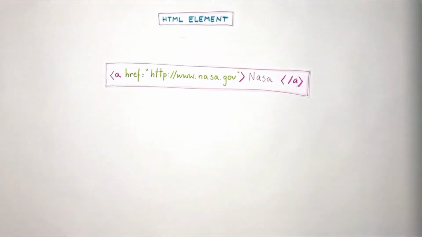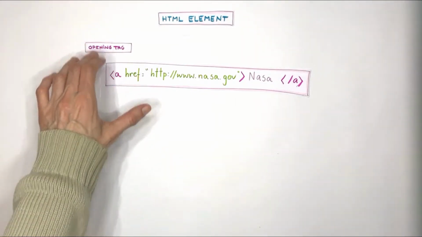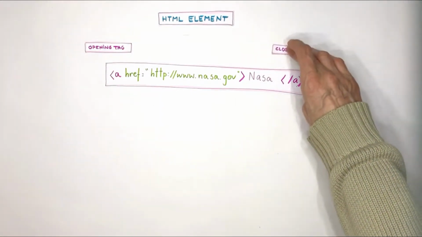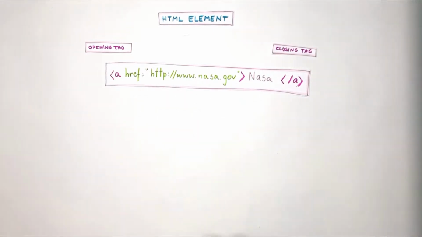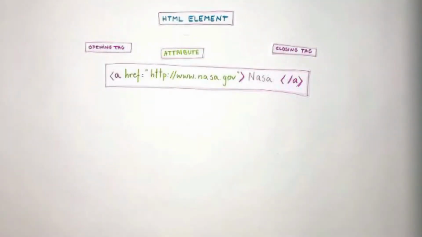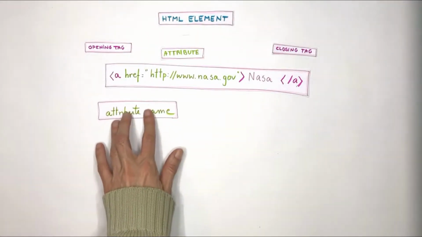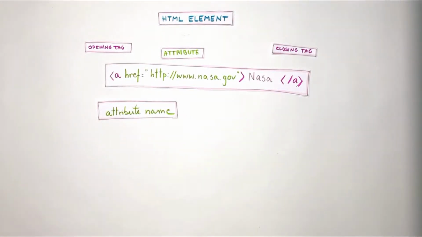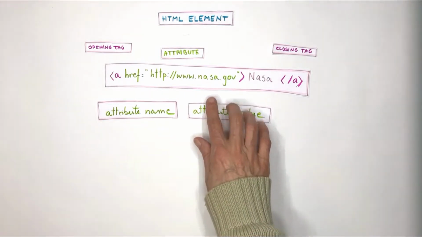This is an HTML element. An HTML element has an opening tag, which is that part here, and a closing tag, and its content in between. An HTML element can have attributes, one or more. Attributes add additional information to the HTML element. Attributes have a name, href in that case, and a value.